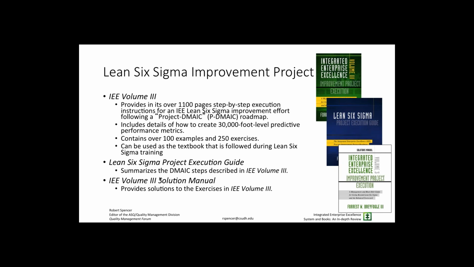But there's so much information in here: the project DMAIC, the enterprise DMAIC, the 30,000-foot level predictive performance metrics, stepping back and seeing the forest instead of the trees, and understanding what the enterprise is doing rather than what individual functional units are doing. We are all familiar with the term functional silo, and information being siloed, being separated, being used in some cases inappropriately against other functional units.